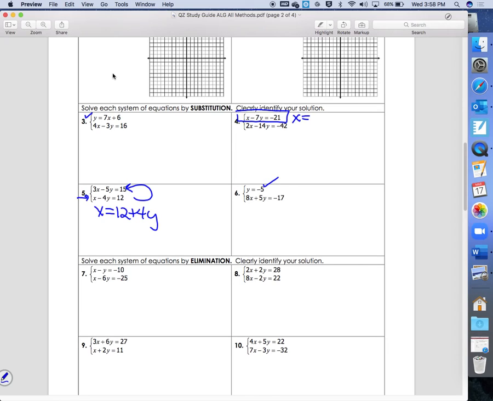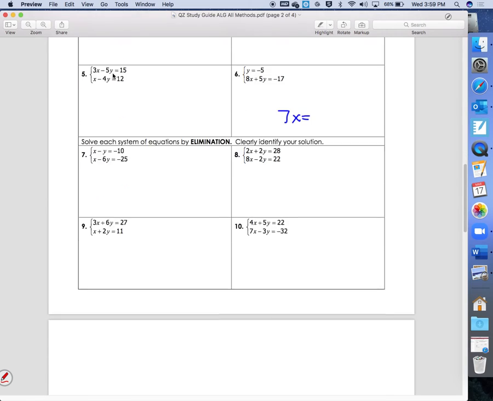With elimination, this is already set up for you. You could either multiply the second equation by -1, or you could multiply the first equation by -6. You can solve and eliminate the variable of your choice with that. All of these are lined up, all your x's and y's and constants, so there's no rearranging needed for those.